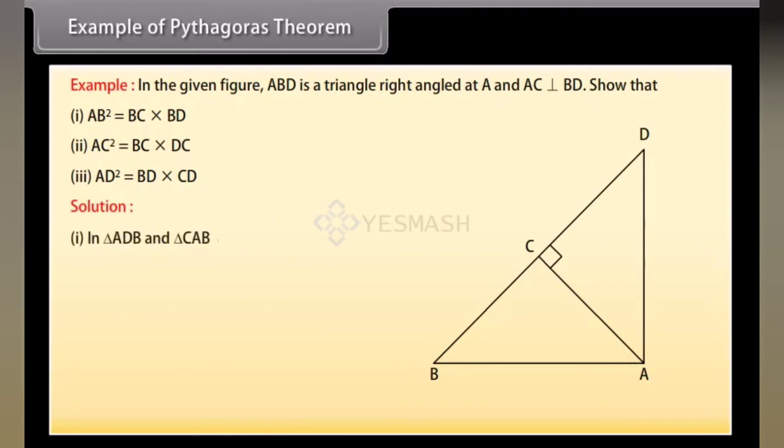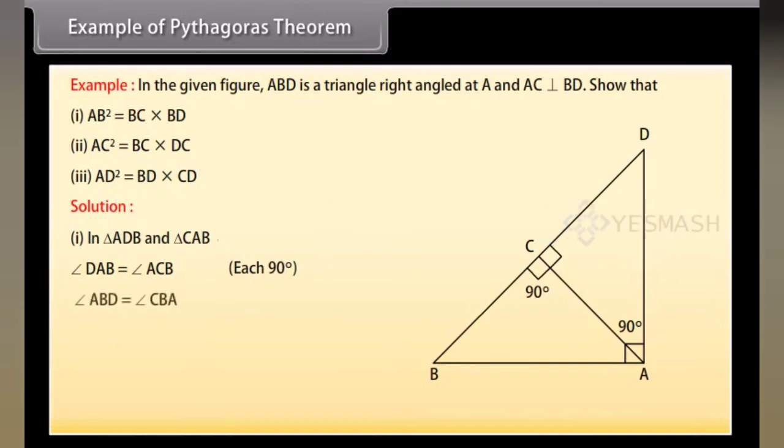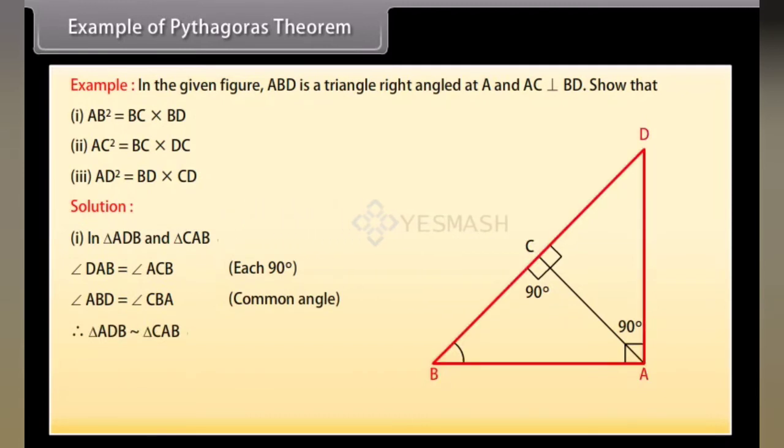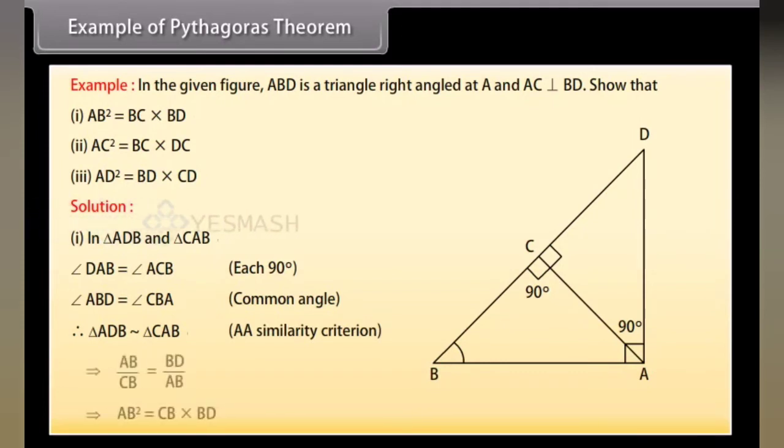Solution. 1. In triangle ADB and CAB, angle DAB equals angle ACB, each of 90 degrees. Angle ABD equals angle CBA, common angle. Therefore, triangle ADB is similar to triangle CAB by AA Similarity Criterion, which implies AB square equals CB into BD.